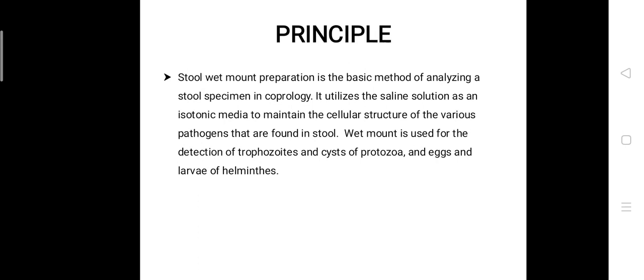So for the saline wet mount, it is usually made by mixing a small quantity of feces in a drop of saline placed on a clean glass slide, or iodine. The smear is then examined under the microscope, where the saline wet mount is used for the detection of trophozoites and cysts of protozoa and eggs and larvae of helminths. It is particularly useful for the detection of live motile trophozoites of Entamoeba histolytica, Giardia lamblia, and Balantidium coli.